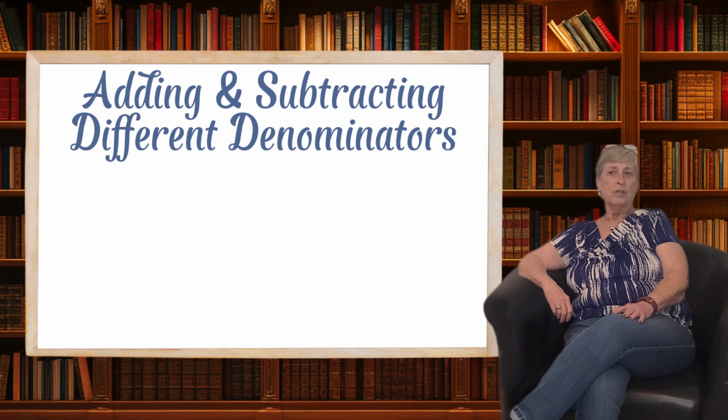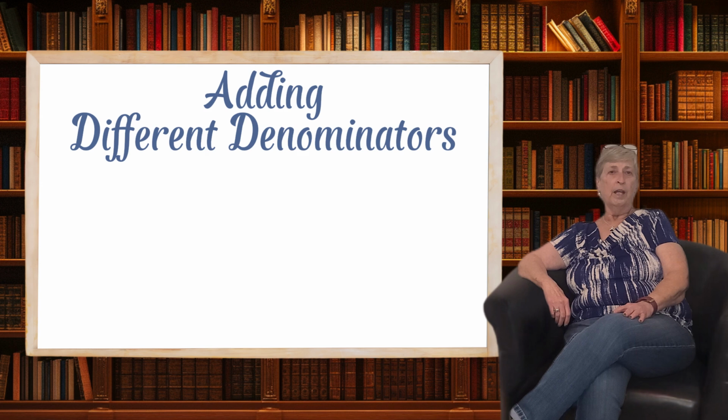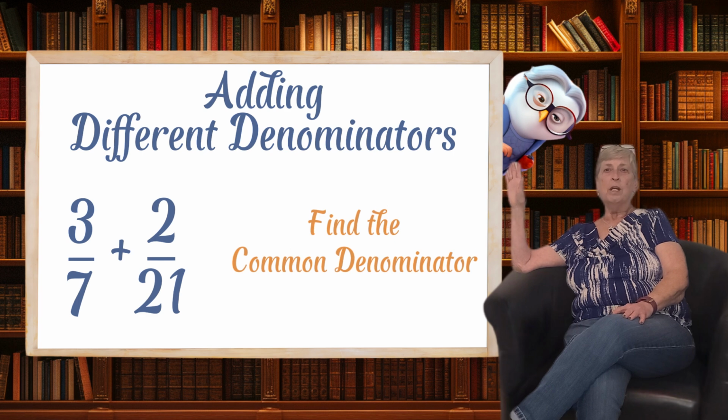Alright, we're going to look at some examples, and we're going to start with adding, but here again we're looking at adding fractions that have a different denominator or lower number. The first one we're going to look at is 3/7 plus 2 over 21. Now in this particular example, what we want to look at is the fact that the denominators are not the same. Until we can make them the same, we cannot add them. So the first thing we have to do is learn how to find a common denominator.